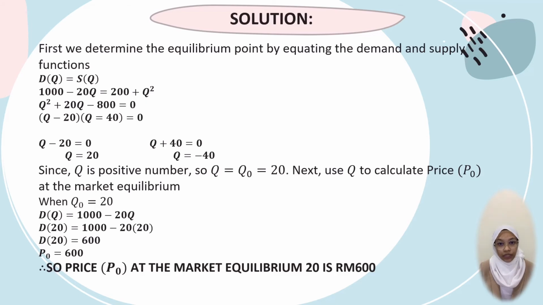Next, we use the Q0 to calculate the price at the market equilibrium. D(Q) equals 1000 minus 20Q. So, we just put the quantity 20 into the formula, then we get the price is 600. So, the price at the market equilibrium 20 is 600 ringgit.